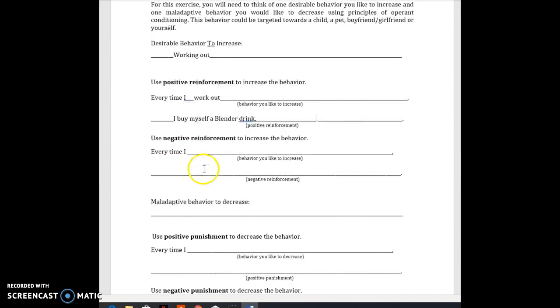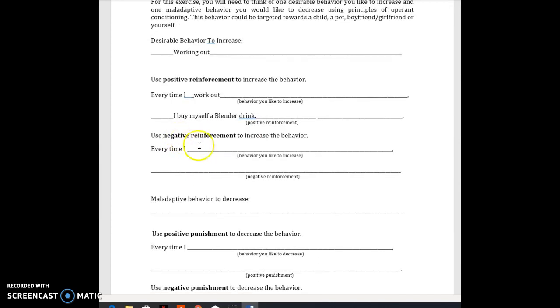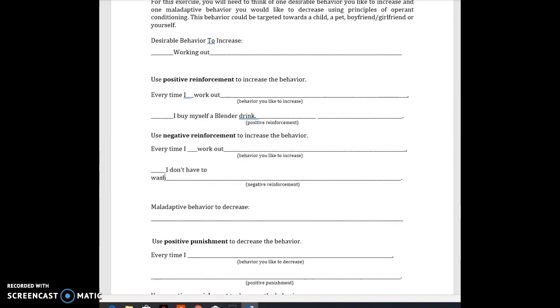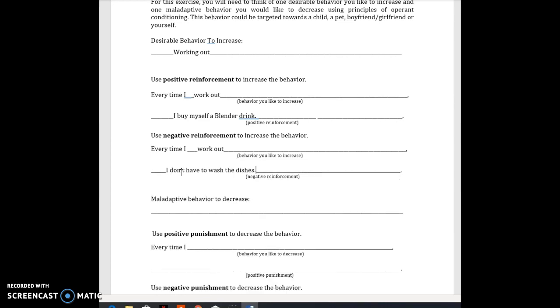In negative reinforcement, negative means to take away. In negative reinforcement, we're going to be taking away something unpleasant every time you engage in a behavior you want to increase. So every time I work out, again, same behavior, you don't want to change that. Now take away something you don't like. I hate washing dishes, so I'm going to reward myself through negative reinforcement. Every time I work out, I don't have to wash the dishes. So that's my reward for working out, therefore increasing the chances of working out.